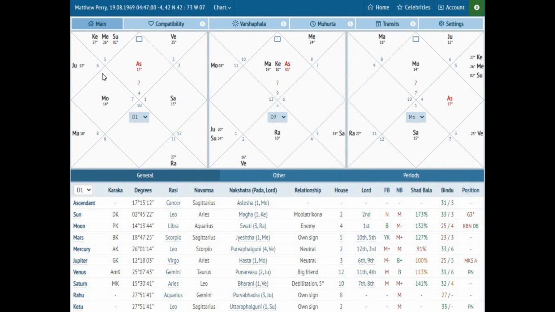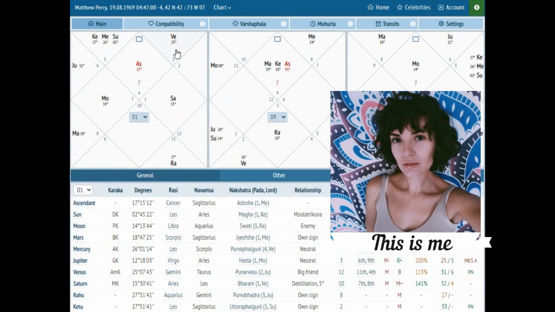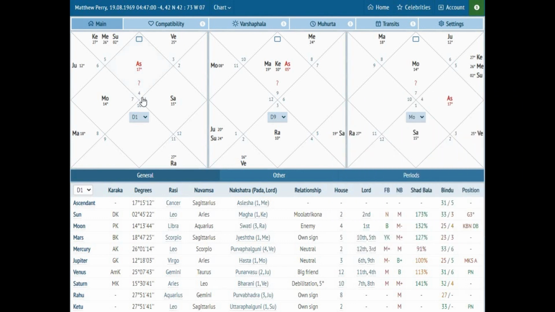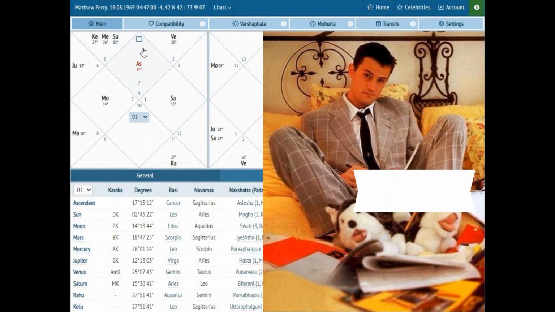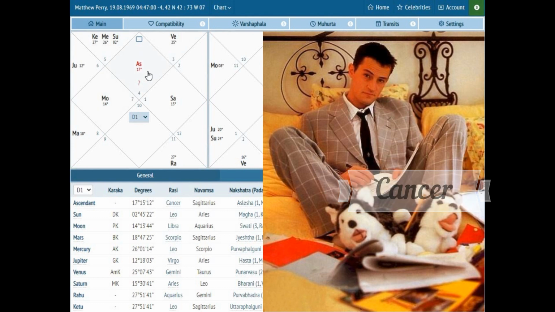Okay, so let's go through this one. Here we have Venus placed in the 12th house. By the way, I forgot to mention that the first house is the house of our individuality, of our personality. Here Matthew is a Cancer by zodiac sign, and he has the personality of this zodiac. But I'm not going to go through all that.